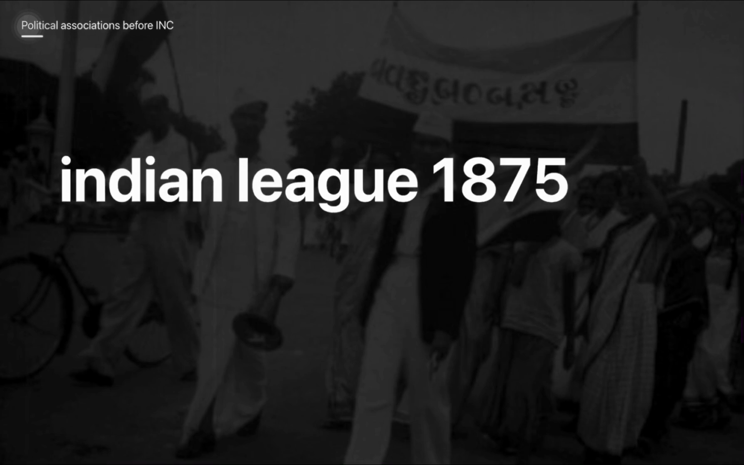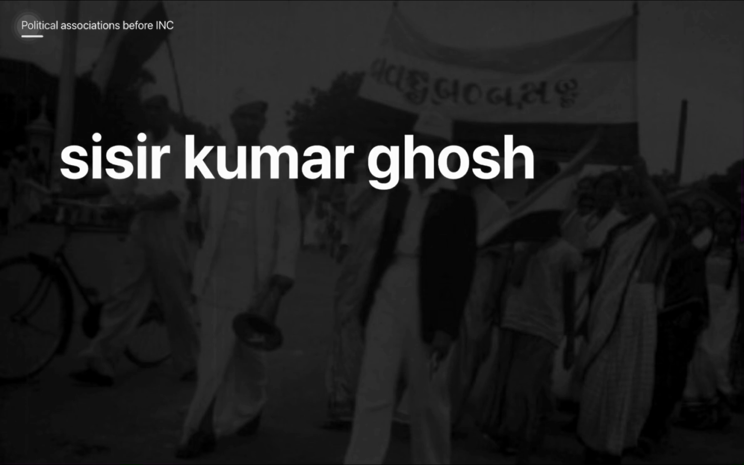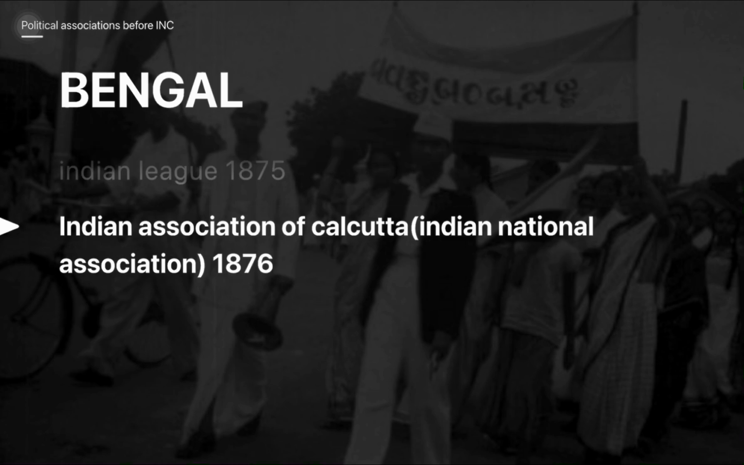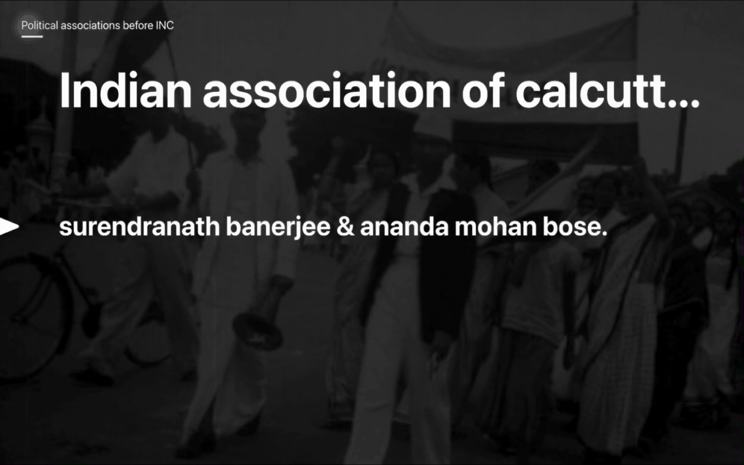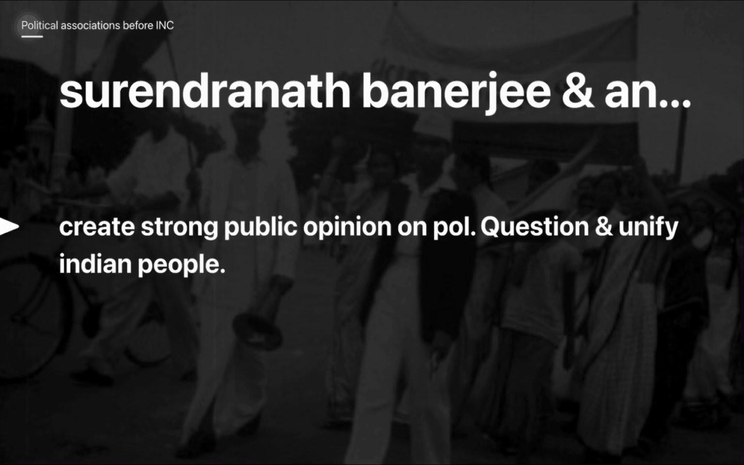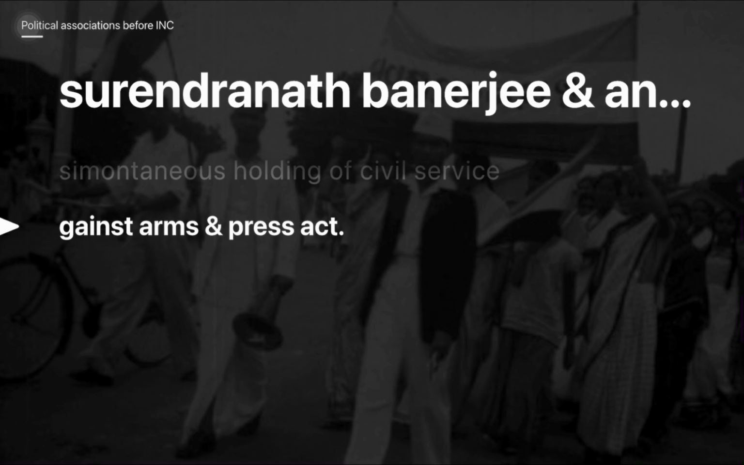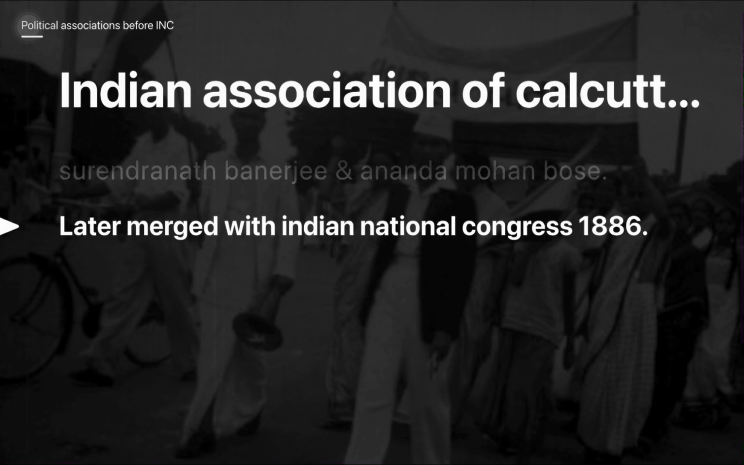Indian League of 1875 under Shishir Kumar Ghosh, for stimulating nationalism amongst the people. Indian Association of Calcutta, aka Indian National Association, of 1876 under Surendranath Banerjee and Anand Mohan Bose. Its aim was to create strong public opinion on political questions and unify Indian people. Simultaneous holding of civil services examination in India was another agitation. It was against the Arms and Press Act. It later got merged with the Indian National Congress of 1886.